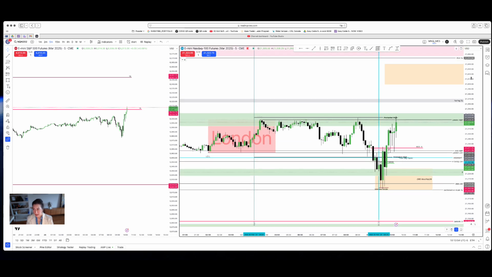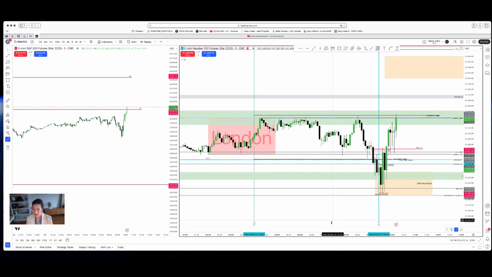Well, if we're going to continue higher, what I would want to see is, this is my pre-market high, so I'd want to see a break above pre-market high, a retest, and then a continuation. That's basically what I would want to see. But with all of this liquidity up here above London, a reversal is not out of the realm of possibility either.